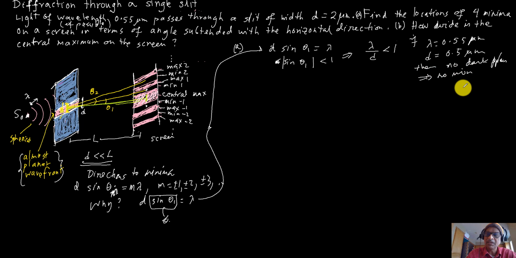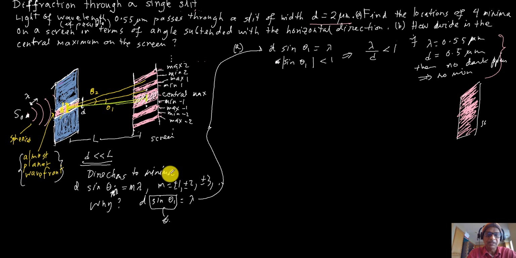So on the screen, in that case, the entire screen will be lit. Of course, the intensity will vary. It will be more intense here, but less and less over here. So the screen will be entirely lit if this is the case. But here we don't have that case.